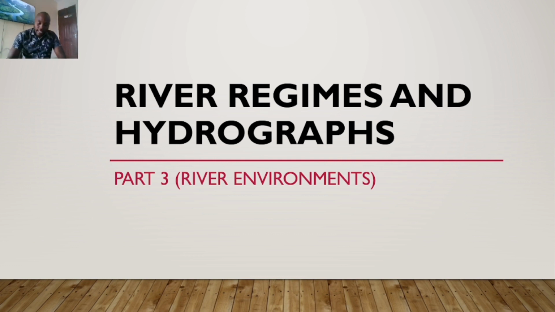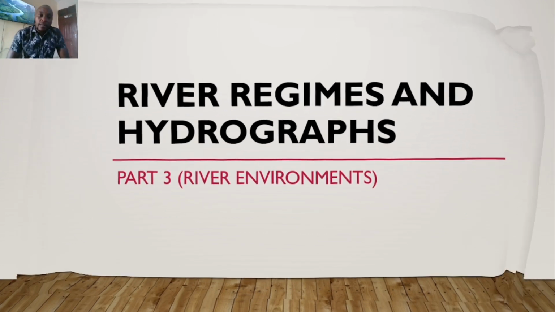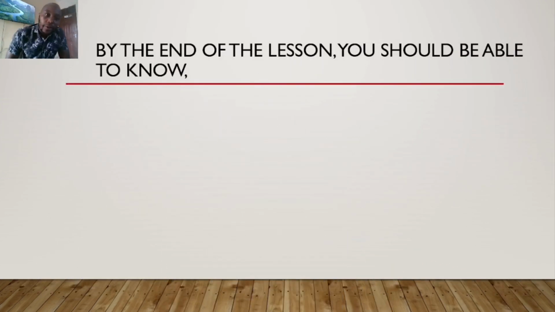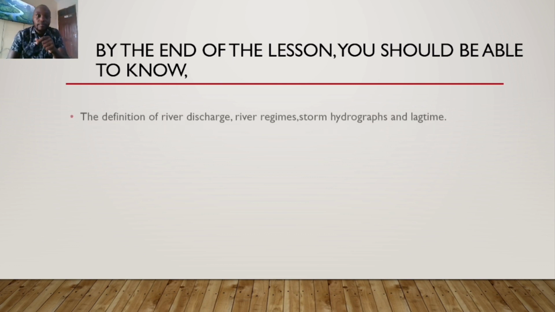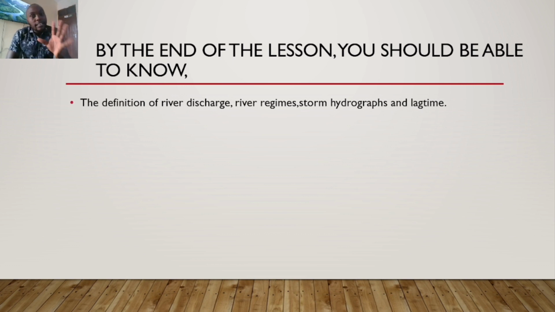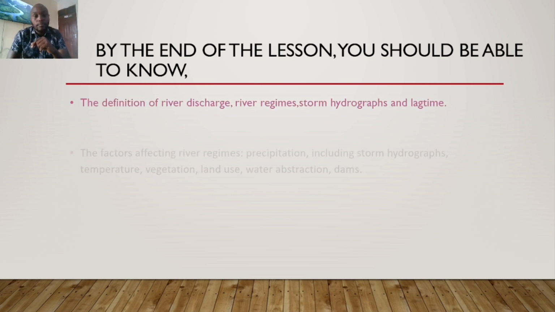All right. Now we have to have an objective. What are we supposed to achieve at the end of this lesson? By the end of the lesson, we should be able to know the definition of river discharge, river regime, storm hydrograph, and lag time. So make sure you understand all these things by the end of this lesson.